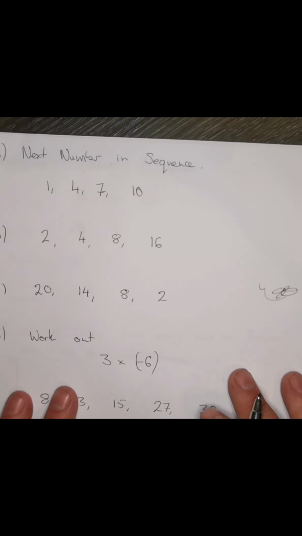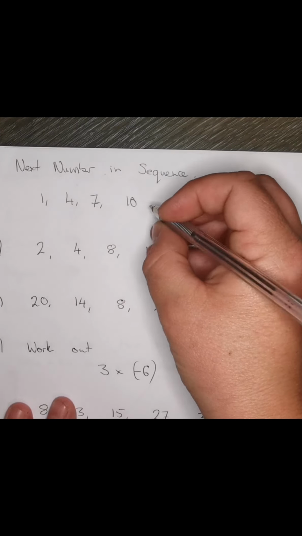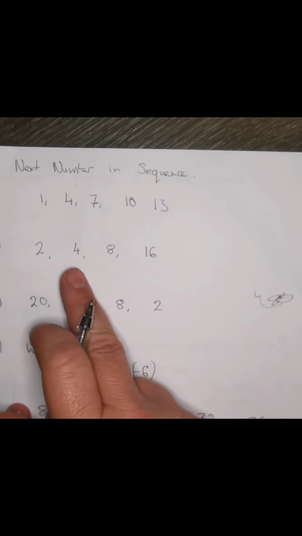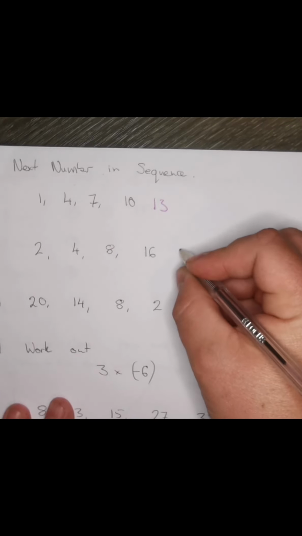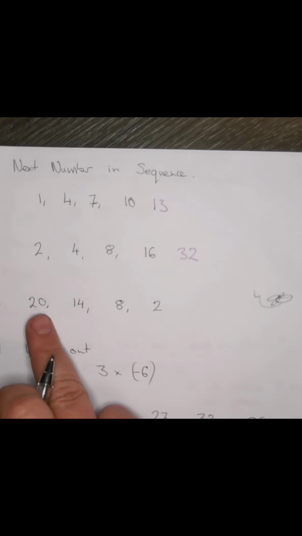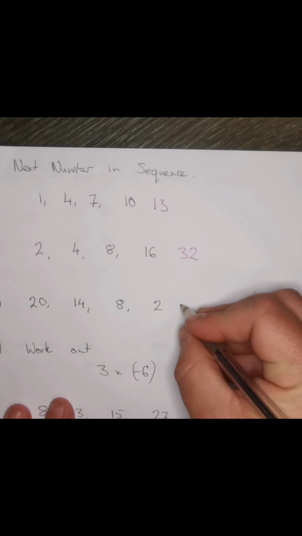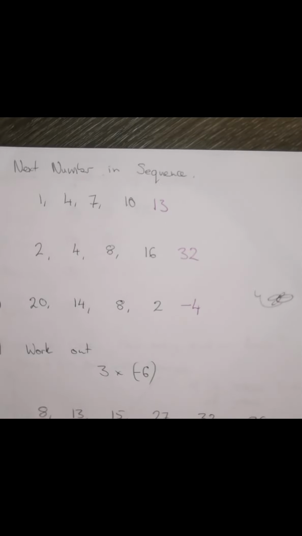So, first few questions. What is the next number in the sequence? I'm going up in threes here, so that should be 13. The next number in this sequence, well, that's doubling, so double 16 is 32. The next number in this sequence, that's going down by 6 each time. So that should be minus 4.